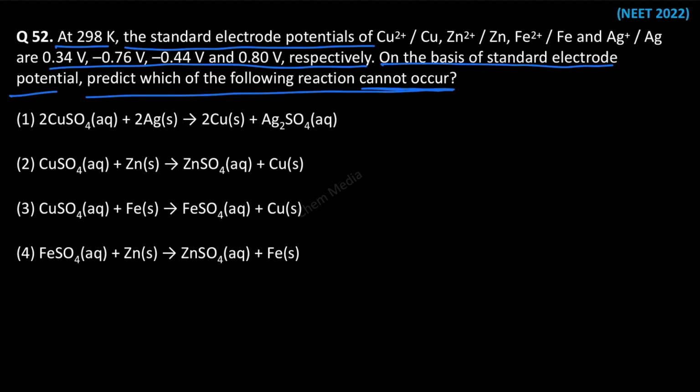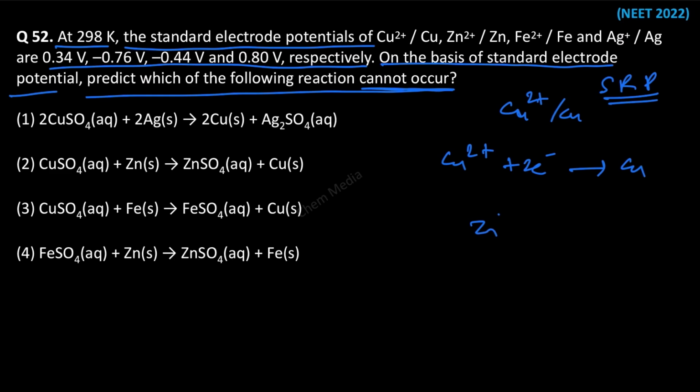First of all, are the standard electrode potentials given here reduction potentials or oxidation potentials? They are all reduction potentials, isn't it? Copper 2 plus is becoming copper. That means copper 2 plus is gaining 2 electrons. Only if it gains 2 electrons can it become copper. So standard reduction potential is what is given for everything: Zinc 2 plus becoming zinc, Fe2 plus becoming Fe, Ag plus becoming Ag.